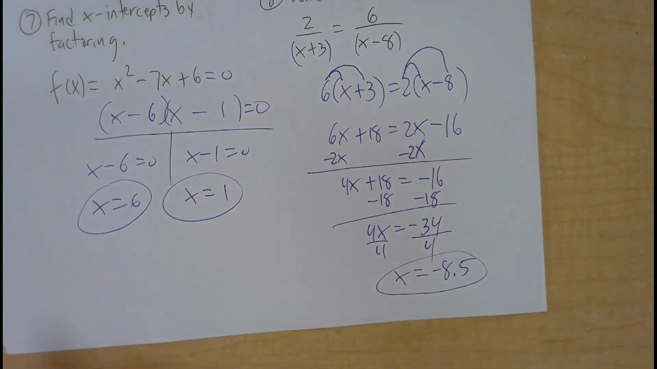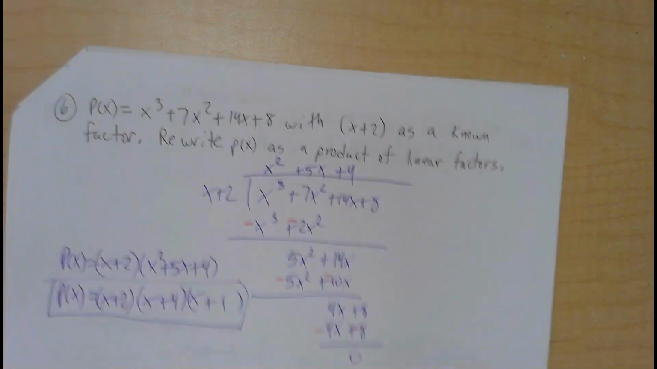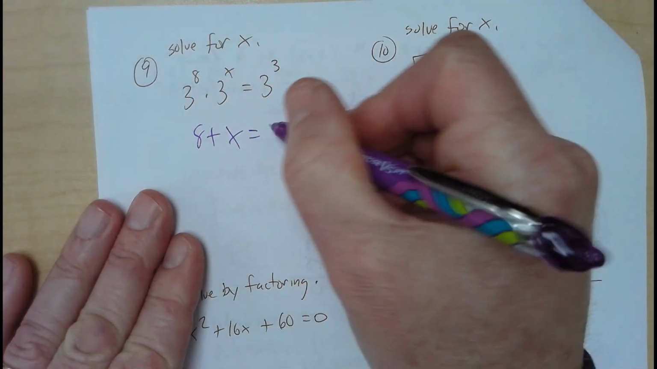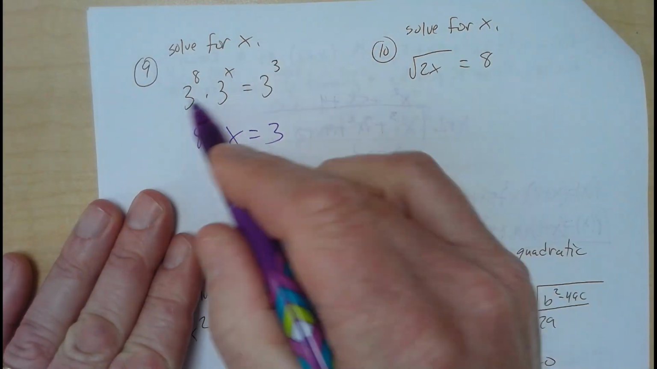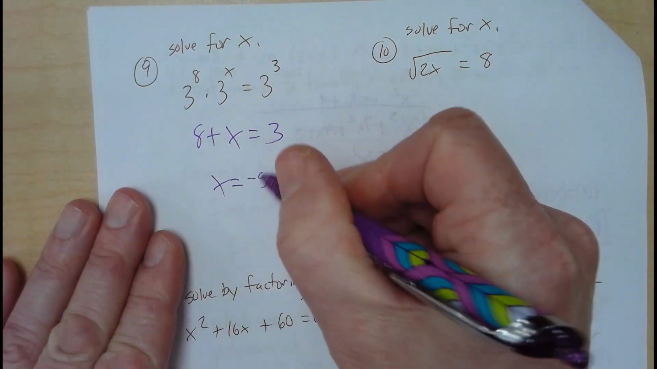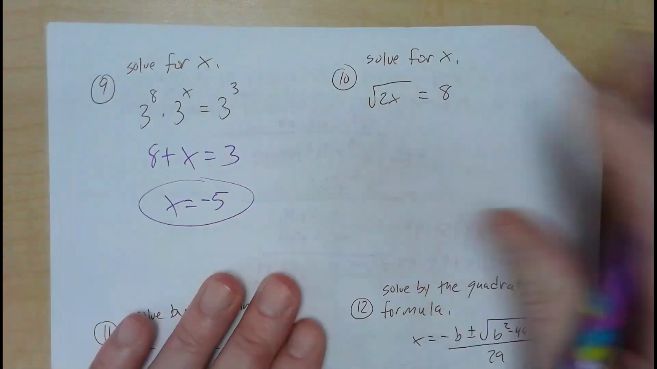Okay, next question is using the rule. When you multiply like bases, you add the exponents. So 8 plus x is equal to 3. That plus that is equal to that, since the bases are the same. So x has to be a negative number, so negative 5.